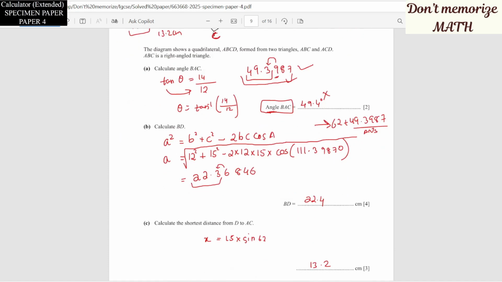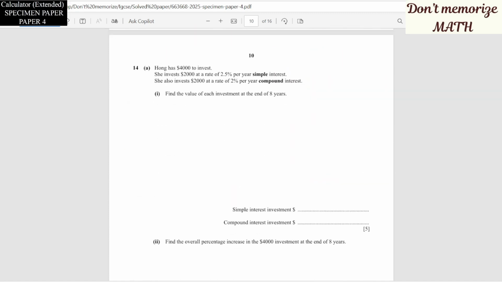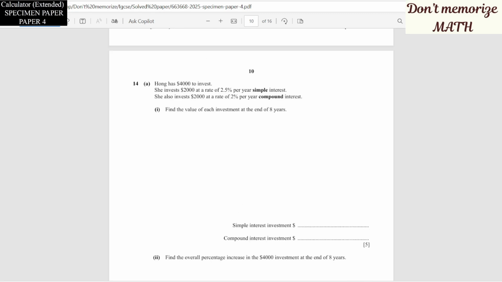So let's do question number 40. Hong has $4,000 to invest. She invests $2,000 at a rate of 2.5% per year in simple interest, and she also invests $2,000 at a rate of 2% per year compound interest. Find the value of each investment at the end of 8 years.